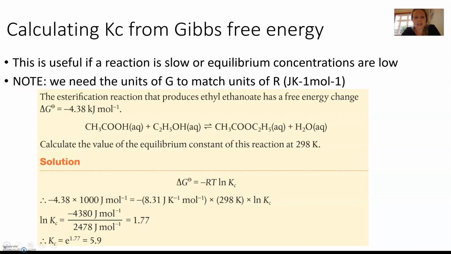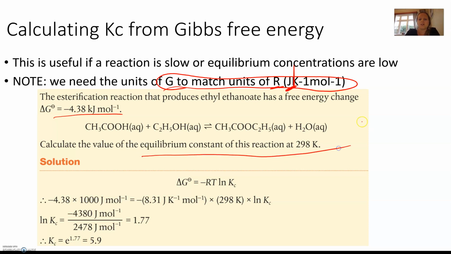So here's a question here. It's saying calculate Kc from Gibbs free energy. And this is quite useful to do if the reaction's super slow or if equilibrium concentrations are low. The one thing I'll make sure that you know is you need to know that the units of ΔG, Gibbs free energy, must match the units of R, which is joules. Okay, so not kilojoules. That's the main thing there. Okay, so let's have a look here. The esterification process has a free energy of negative 4.8 kilojoules. Okay, calculate the equilibrium constant at 298.